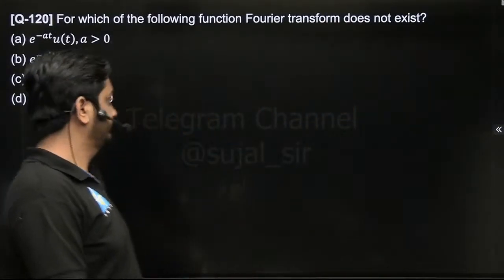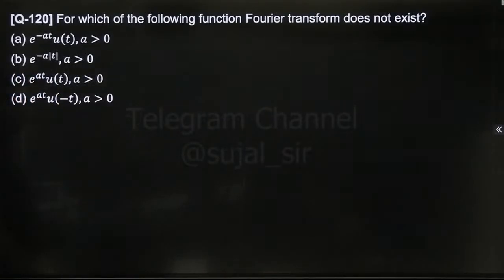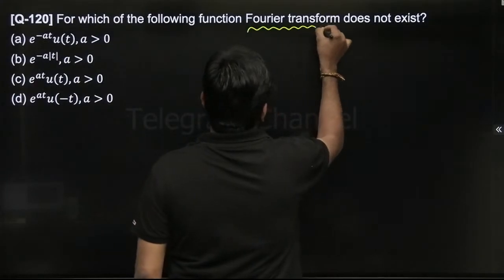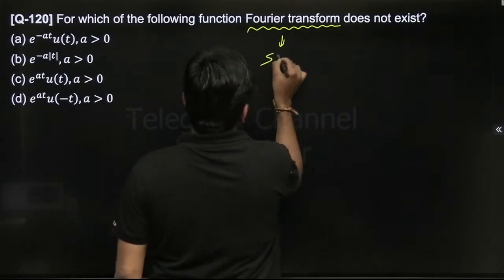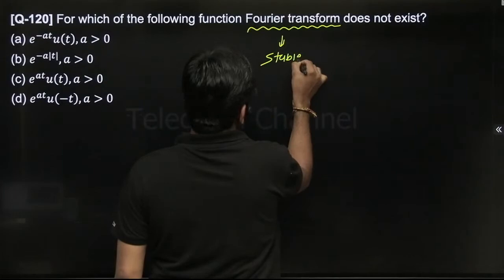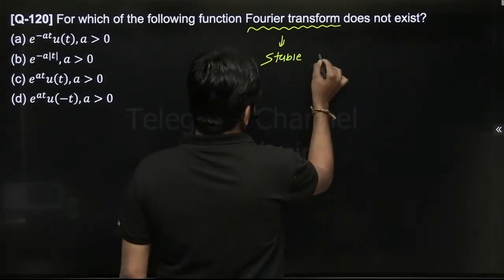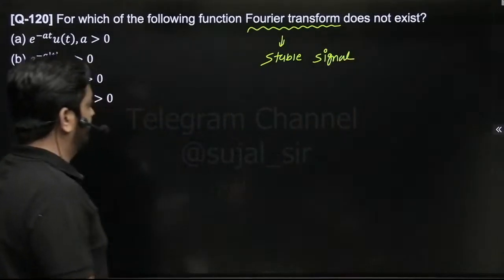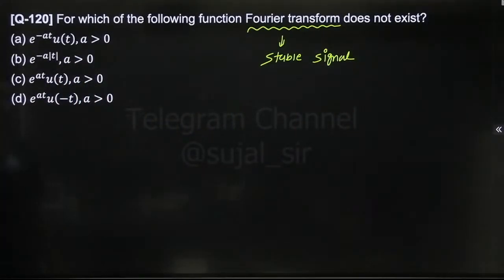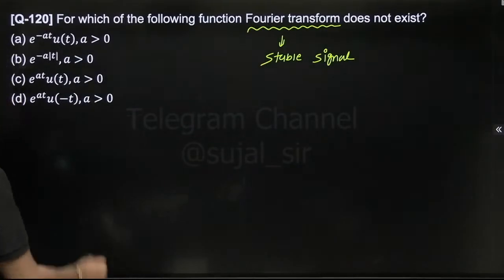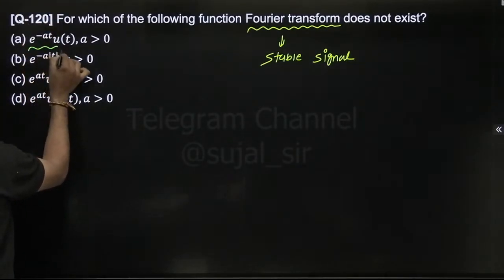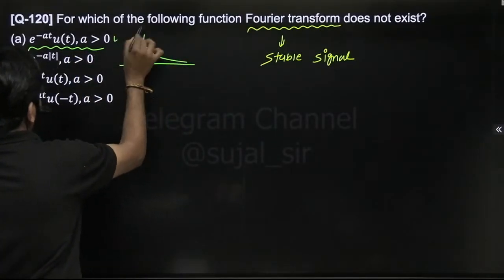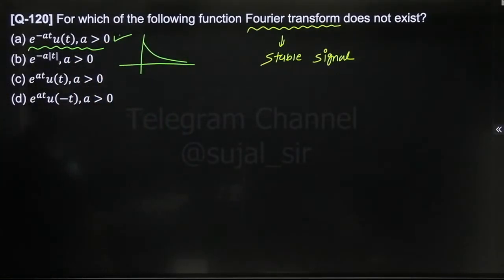Okay. Now remember this thing, Fourier transform is defined only for a stable signal. Remember this thing, absolutely integrable, that means stable signal. Now they are asking which does not exist, guys. e power minus at into u of t where a greater than 0 is nothing but an exponential decaying function, so it is stable, that's why Fourier transform is defined.